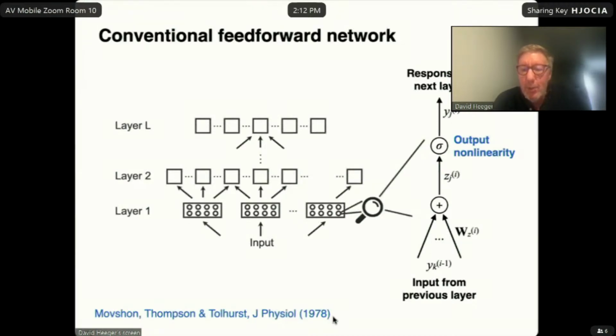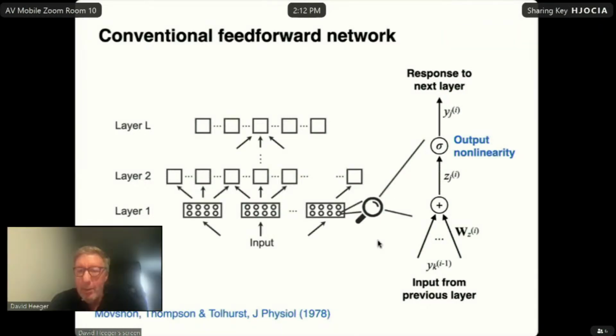Movshon, Thompson, and Tolhurst in 1978 extended this with one important little trick, one important observation. So here's your input, here's your neural images. The idea is that those feed forward into another set of convolutions, a layer 2 of neural images, and so on and so forth, just like a convolutional neural net. The computation is just weighted sums.